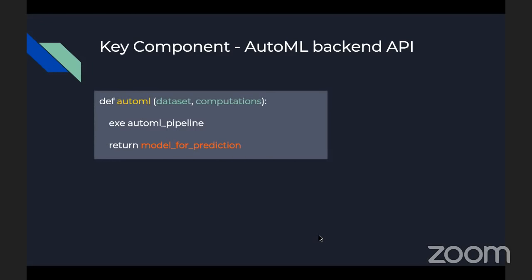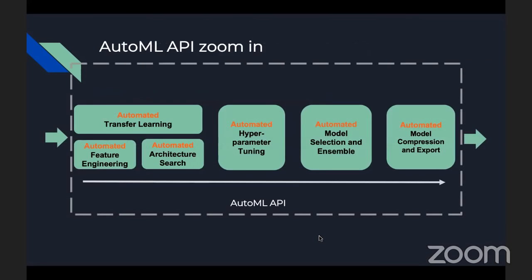And the second input is the computation. You need to tell the system how much resources or budget you want to pay. Say, I want to pay $100 or something, and the system will figure out the computation you could allow to use. And then the whole pipeline just automatically runs and returns the model, ready for prediction or serving.